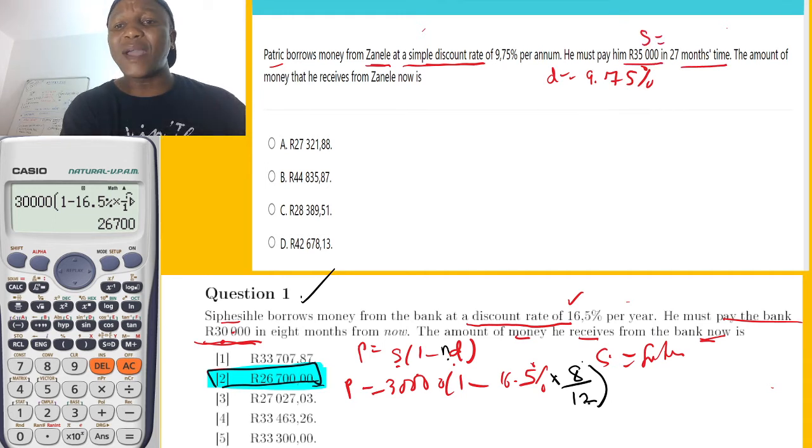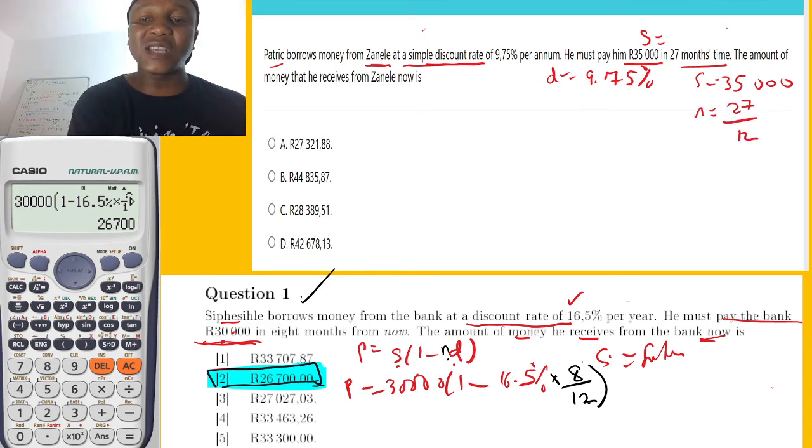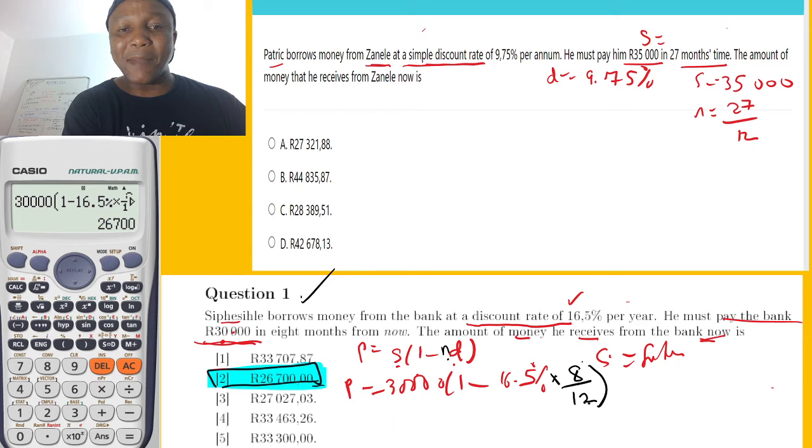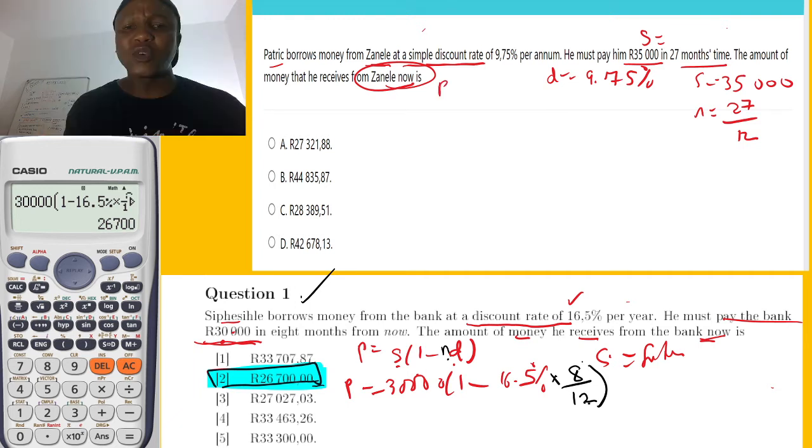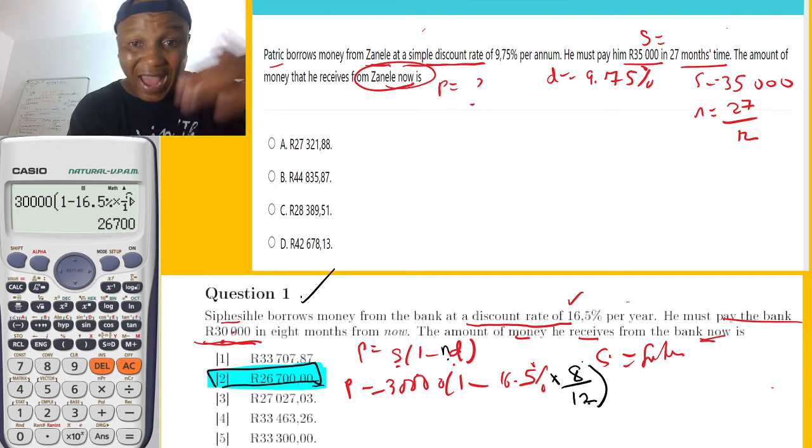So what S do we have? S is equal to 35,123. In how long? 27 months. So the time N is going to be 27 months over 12 months. Now, what do they want? The amount Patrick received from Zanele now. Oh, okay, so we're looking for P now. The amount for now is P.